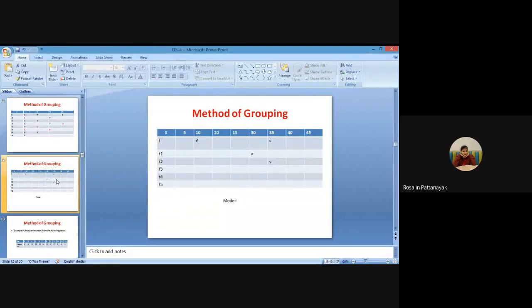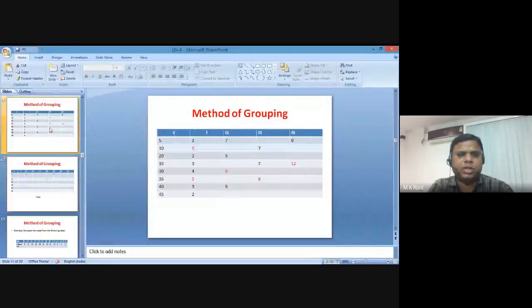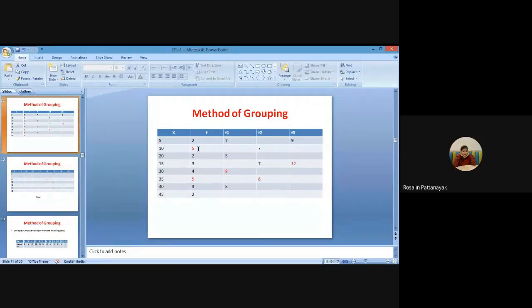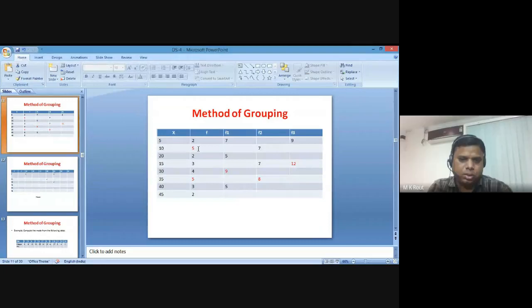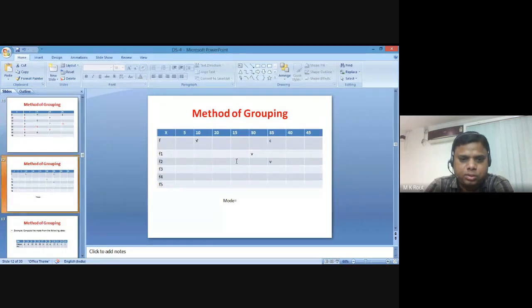In the frequency column, 5 is the mode. Here the frequency 2 appears 3 times, but 5 appears 2 times. You have to choose the highest frequency. Which one is highest? 5 is highest. That's why I highlight it in red color. Okay, sir. Thank you, sir. Similarly, in case of F3, the 12 belongs to 15.